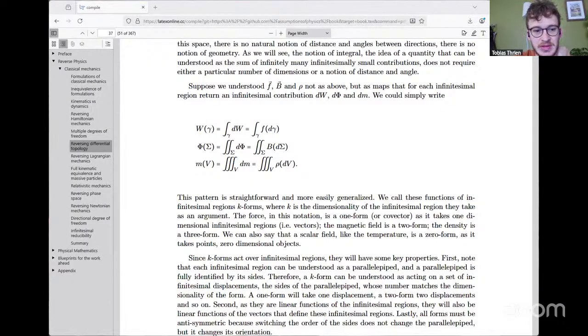We call these functions of infinitesimal regions K-forms, where K is the dimensionality of the infinitesimal region they take as an argument. The force in this notation is a one-form or covector, as it takes one-dimensional infinitesimal regions, i.e. vectors. The magnetic field is a two-form. The density is a three-form. We can also say that a scalar field, like the temperature, is a zero-form, as it takes points, zero-dimensional objects.